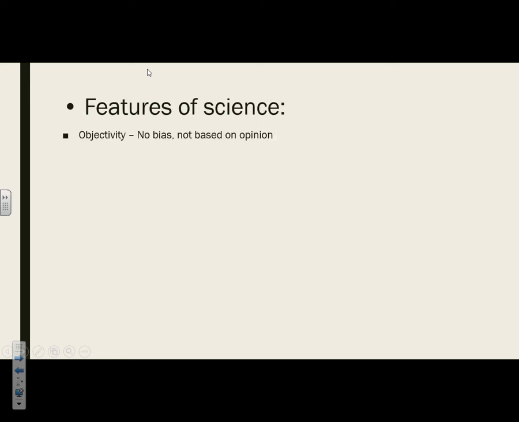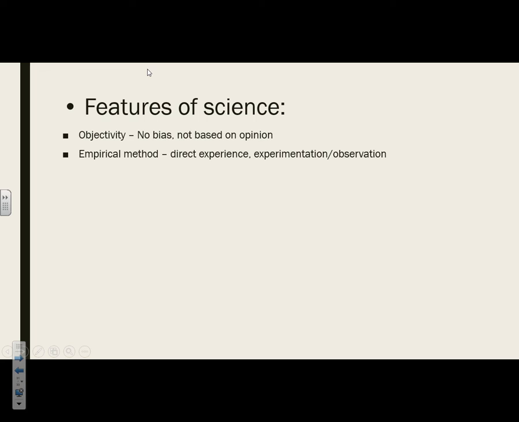Okay, features of science. For it to be scientific, it must be objective. There must be no bias. It must not be based on personal opinion. It must be purely objective. Empirical methods, direct experience, experimentation and observation. So the two key ones are lab experiments and observations that are empirical methods, so direct experience.